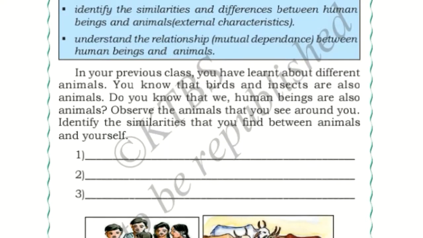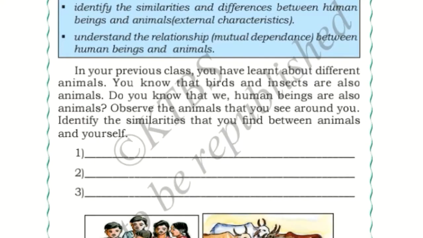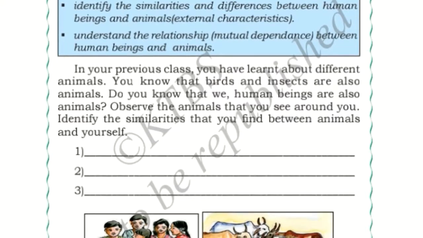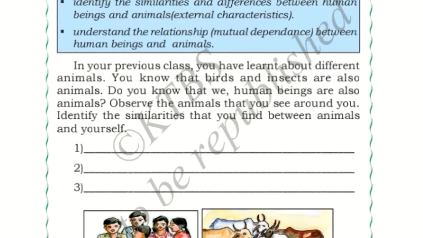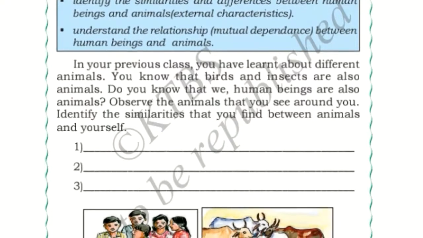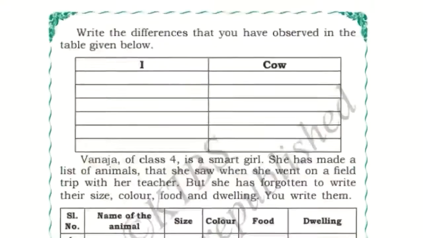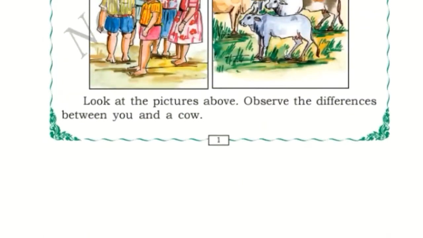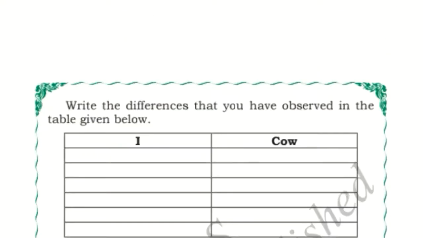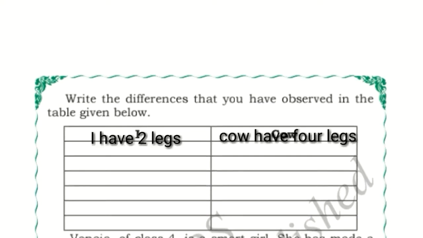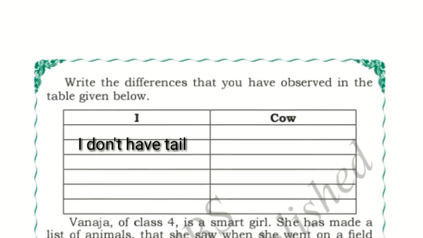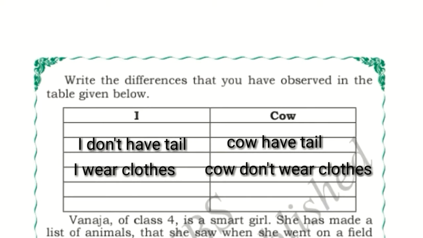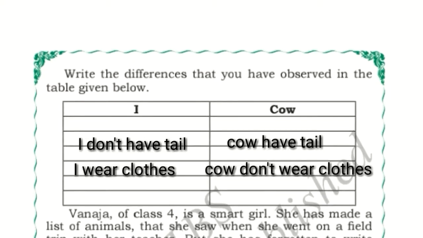Here look at these pictures and observe the difference between you and a cow. So what are the differences between we and cow? Here we will write the differences. In the I column we will write, I have 2 legs, cow has 4 legs. I don't have a tail, cow has a tail. I wear clothes, cow does not wear clothes.